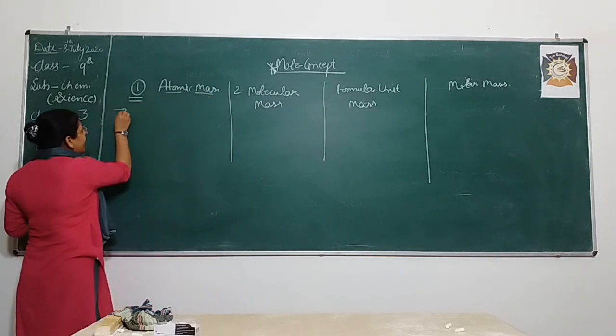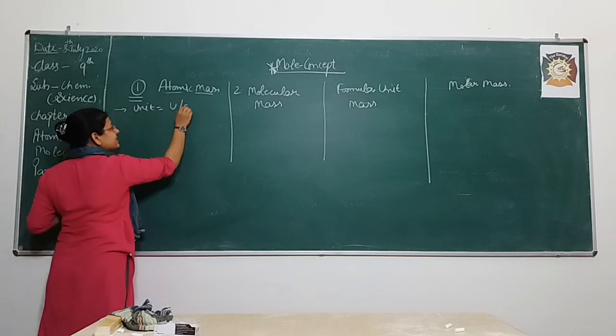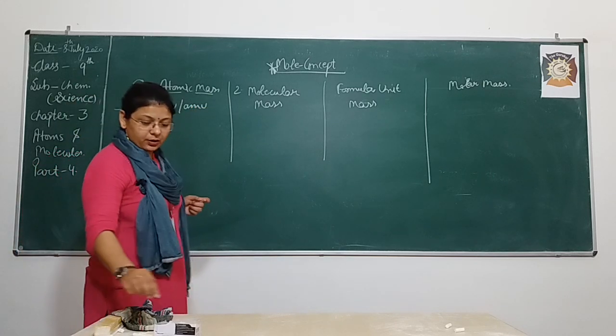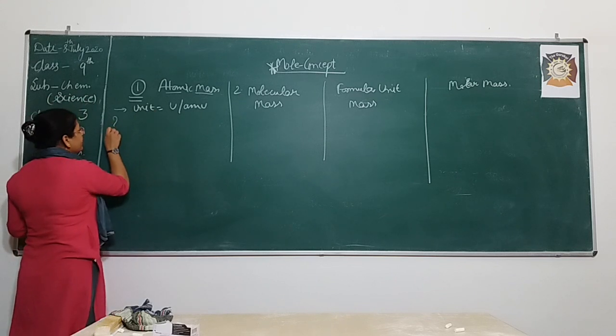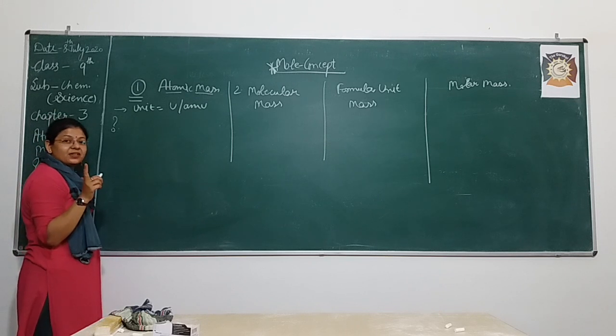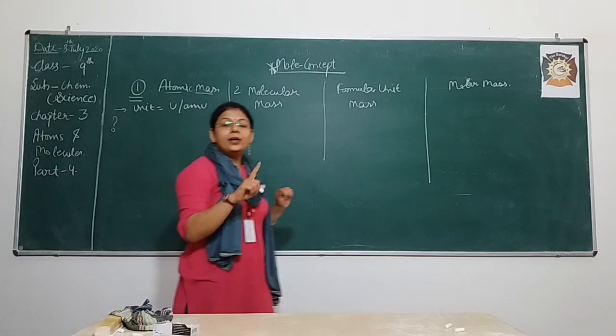The mass of an atom. Unit is U, or you can say AMU, that is your atomic mass unit. Okay. So how are we going to calculate this atomic mass? I told you beta in the previous lecture that you have to remember the atomic numbers of 1 to 20 elements.